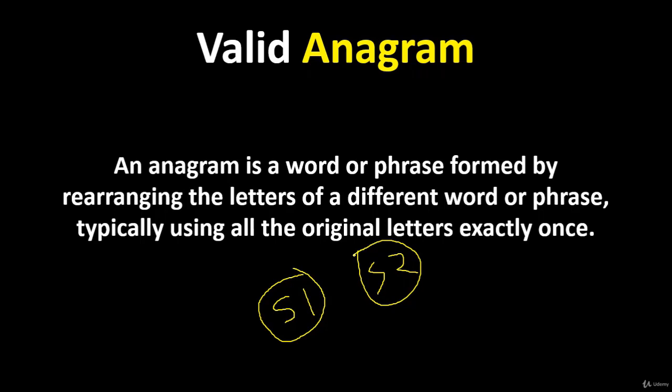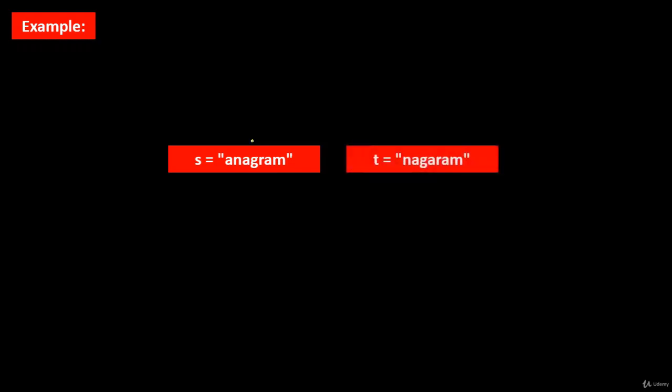Now let's see some examples. If you're given s equal to this string and t equal to this string, we have to determine whether these two strings are anagrams of each other or not. If they're anagrams, we have to return true. If they are not anagrams, we have to return false. These two strings contain the same characters in the same quantity.